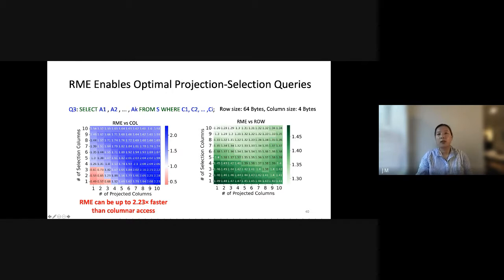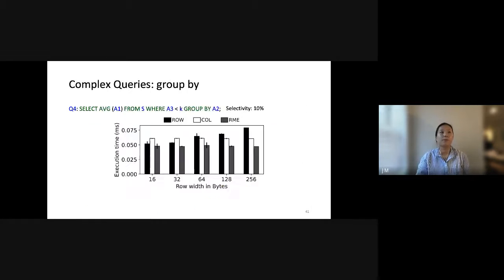The darker the color is, the higher the performance gain. And as you can see, the RME never shows worse performance than the row store, and it can speed up the data access by 1.5 times faster than the traditional row stores.